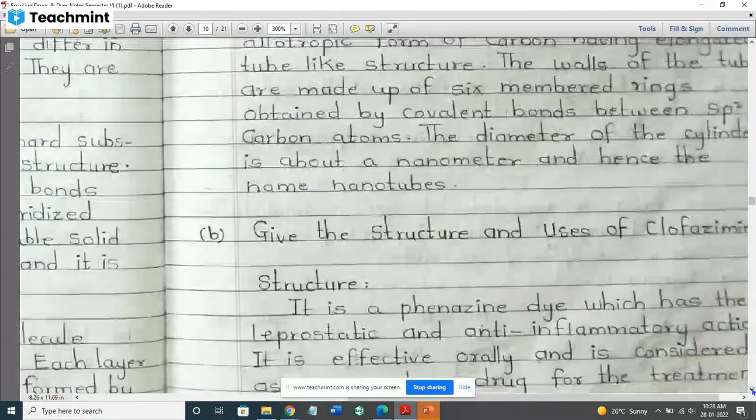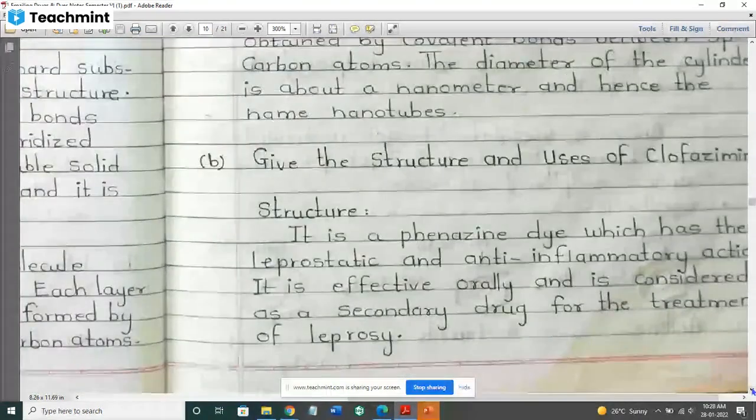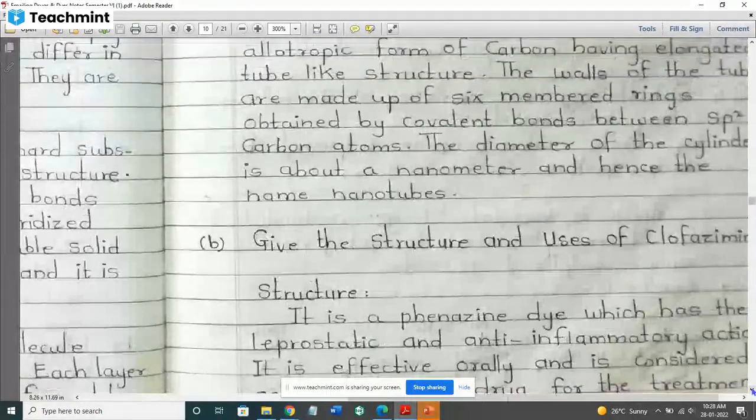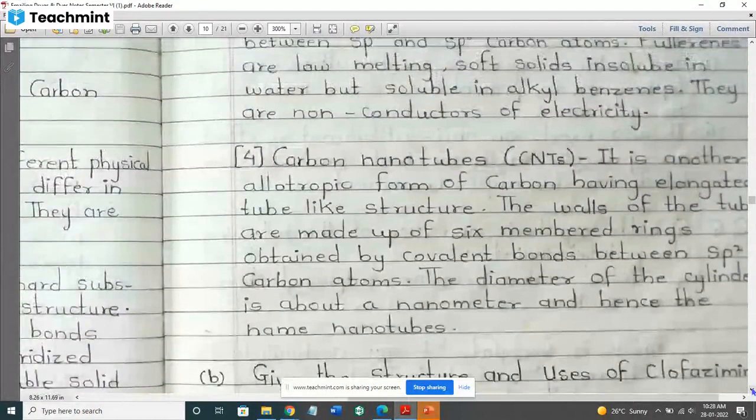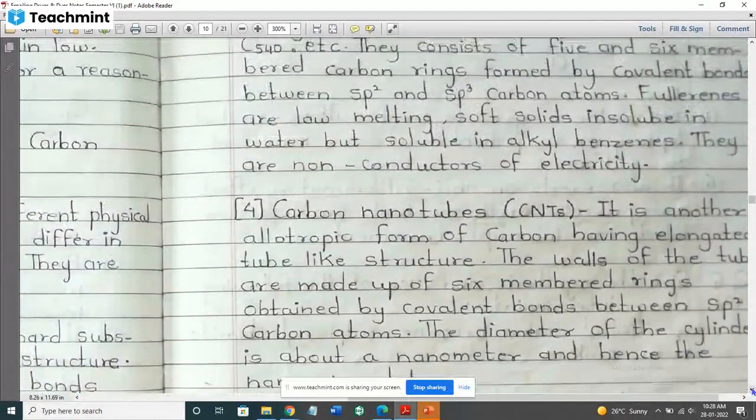Next is: give the structure and the uses of these. This is the next point. We will cover these next points in the next lecture. Remember all these points which we have studied in today's lecture.